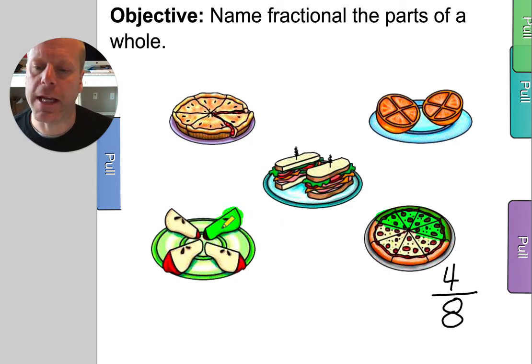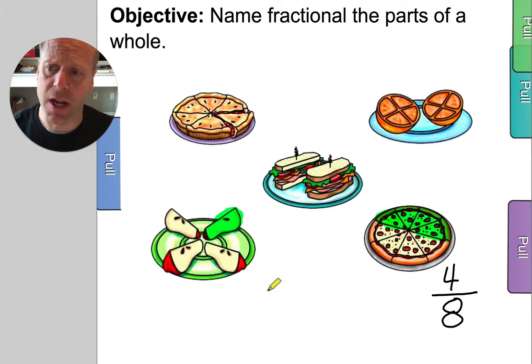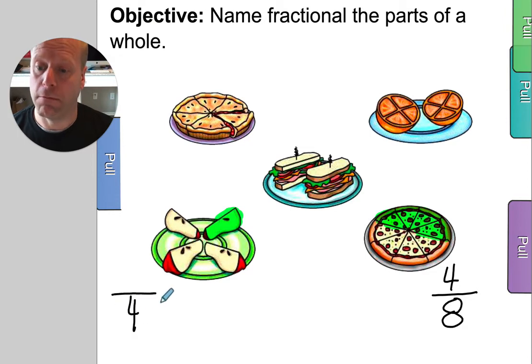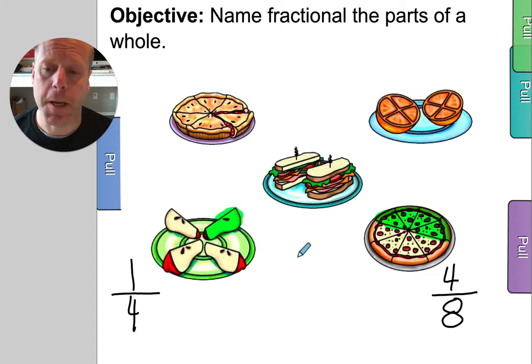Let's go ahead and eat that apple. What fraction is that? Take a second, pause that video. Describe all of that for the denominator. How many pieces are there in all? And how many are green? 1 out of 4, 1/4. And you could do the same with the other shapes. Okay?